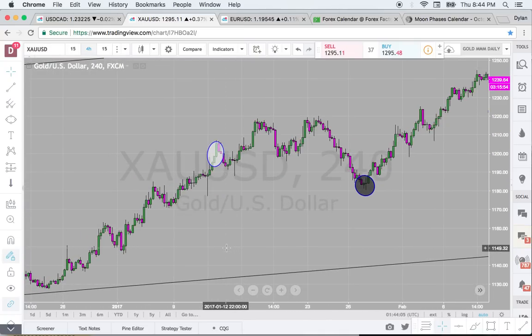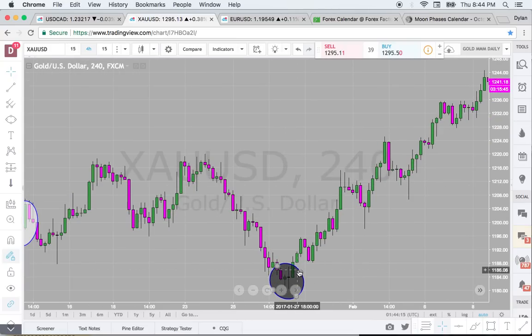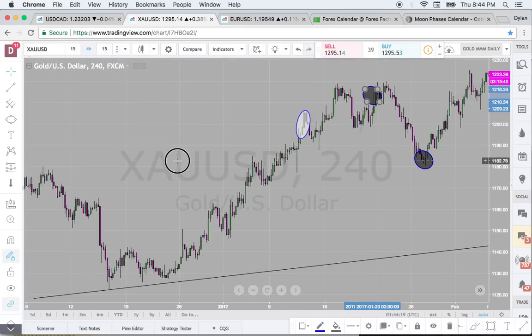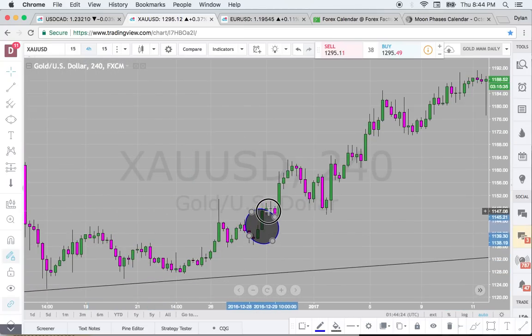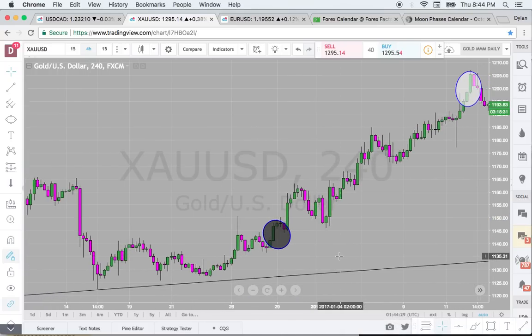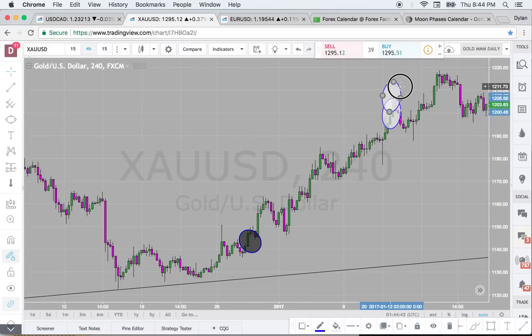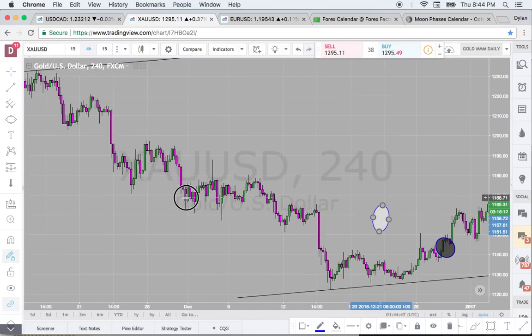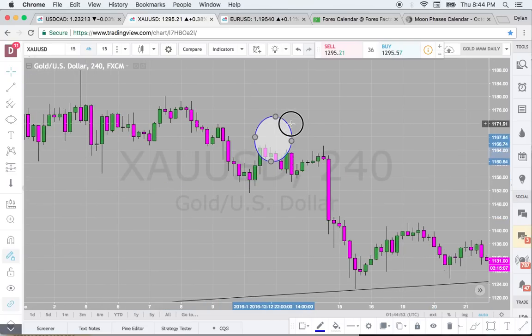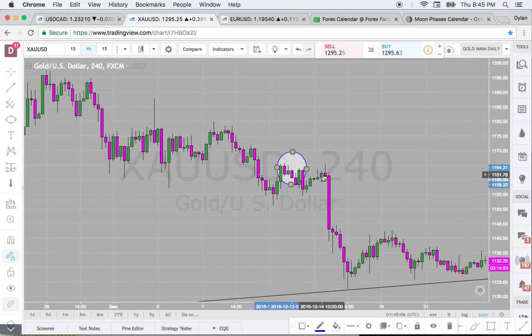Next is new moon in Capricorn, December 29th. December 29, right here. Next is a full moon in Gemini, December 13. Full moon in Gemini. Alright, right here, December 13. There was that consolidation, and then days after that full moon, a lot of volatility.